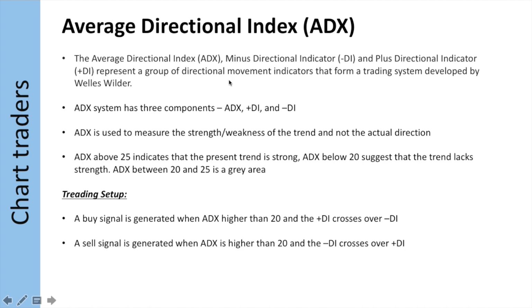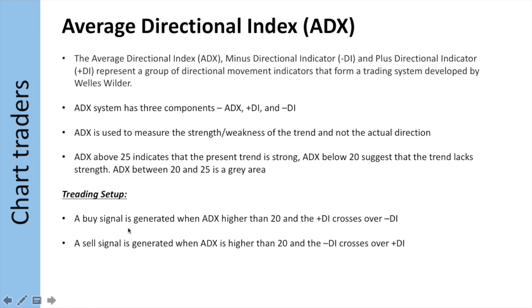It consists of three components: ADX, minus directional indicator, and plus directional indicator, and it was developed by Welles Wilder. Normally it is used to measure the strength of the trend, whether it is weak or strong, and it is not used to identify the direction. Whenever the ADX is above 25, the trend is strong. When ADX is below 20, it suggests a weak trend, and in between 20 and 25 it is a gray area.